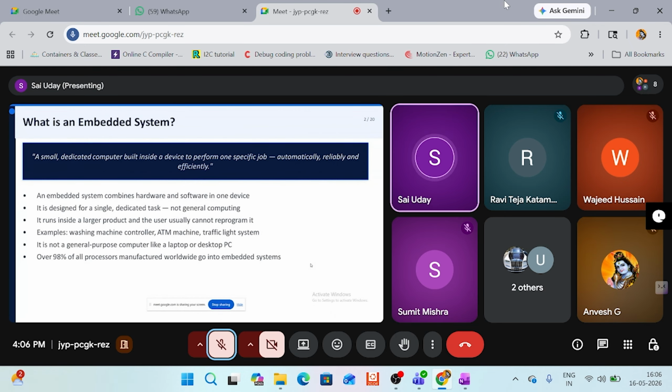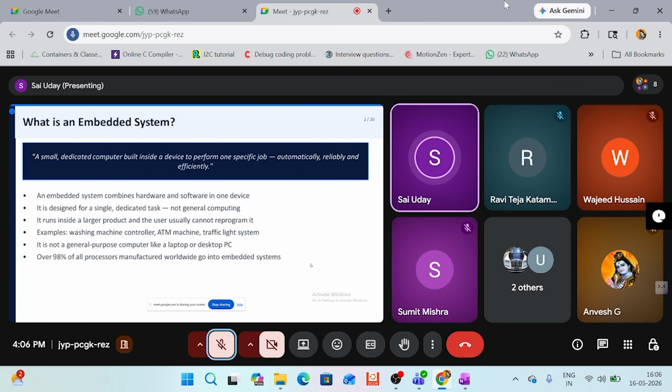Coming to the slide here. To understand what an embedded system is, let's look at the definition. It is a small dedicated computer built inside a large device to perform one specific job automatically.